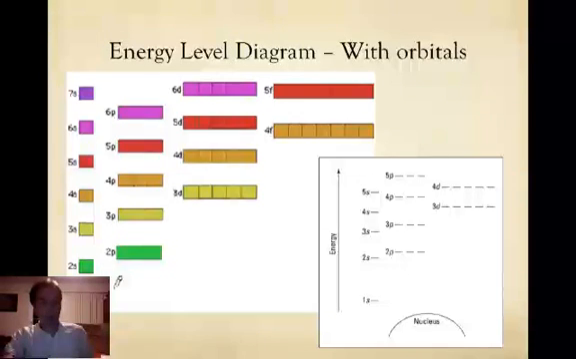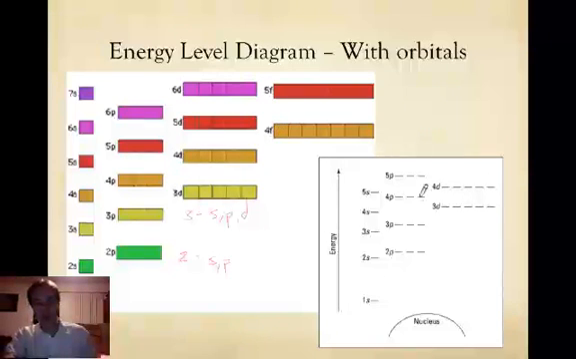Okay, so we talked about energy levels. The first energy level has the S sub-level. The second energy level has two sub-levels. Remember, the energy level itself tells you how many sub-levels it has. So energy level 2 has two sub-levels, the S and the P. Third energy level has three sub-levels, the S, the P, and the D. And the fourth energy level would have four: S, P, D, F.